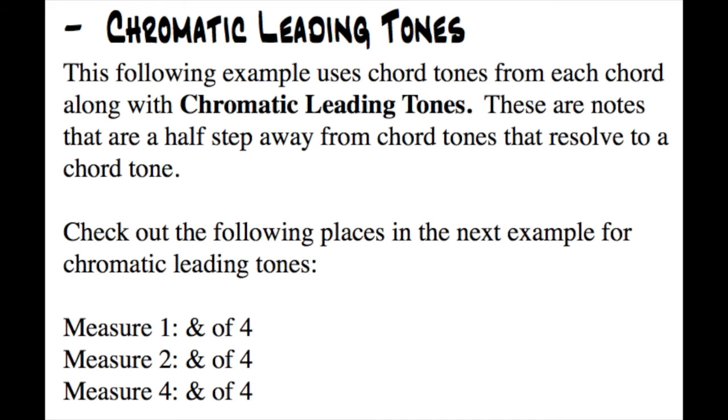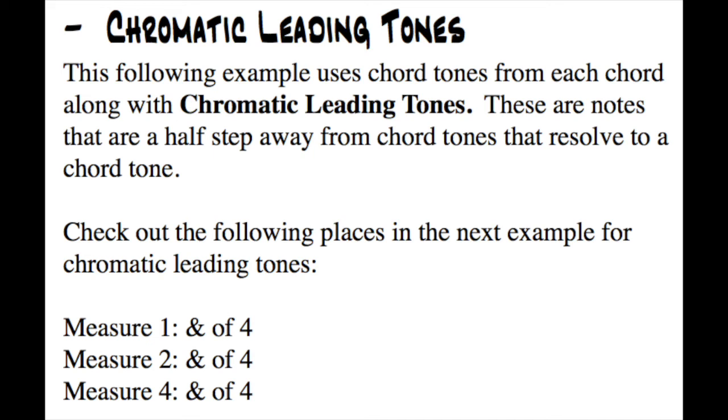Okay, the next example uses a technique called a chromatic leading tone. These are chromatic notes that are a half step away from a chord tone. So you have the 1, 3, 5, and 7, the chord tones that we've learned over each chord. If you go a half step above or below and then quickly resolve back to the chord tone, you'll get this chromatic leading tone idea. You'll see what I mean.